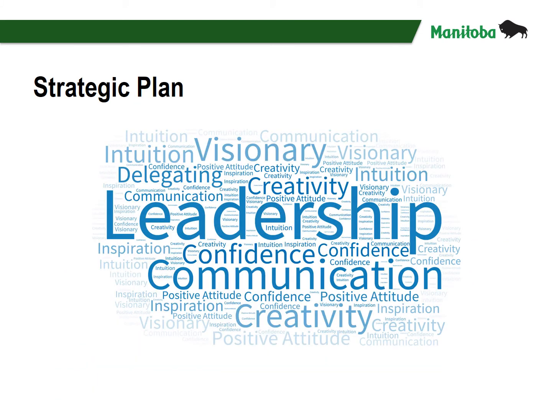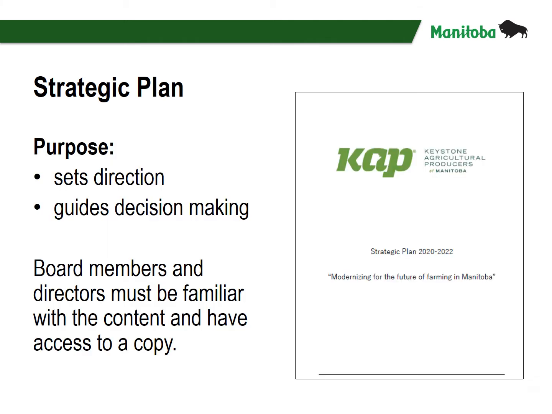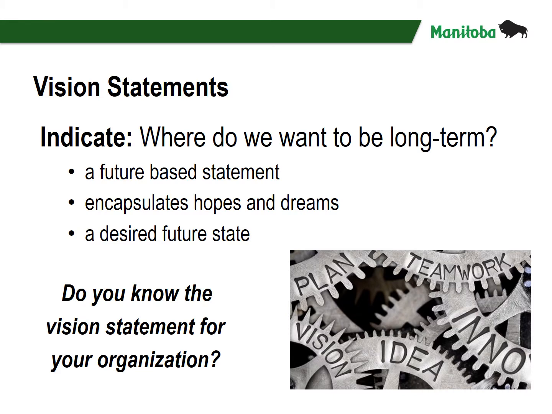Another foundational document we encourage all organizations to have is a strategic plan. The strategic plan is another governance document that all directors and board members should be familiar with. Your organization's strategic plan typically contains a vision statement. A vision statement indicates where you want to be long-term. It's a future-based statement that encapsulates hopes and dreams, and it's a desired future state. Think about it. Do you know the vision statement for your organization?